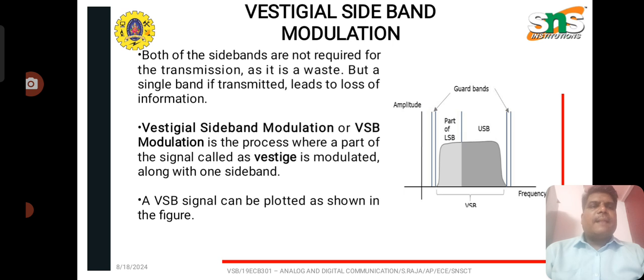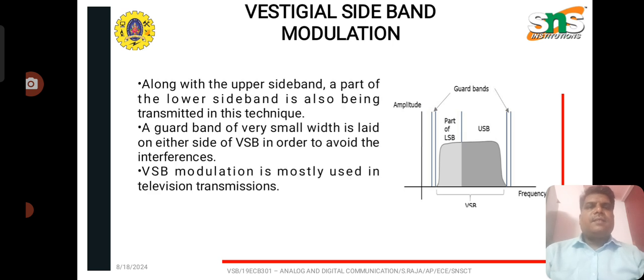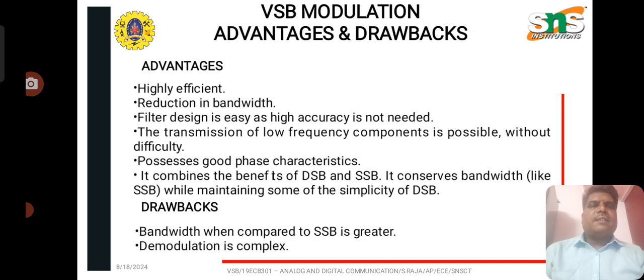If you see the figure, the x-axis shows the frequency and the y-axis shows the amplitude. The upper sideband is shown on the right-hand side, and a part of the lower sideband is also added with this upper sideband. In order to avoid interference, a guard band is attached at the end of the upper sideband. Along with the upper sideband, a part of the lower sideband is also transmitted in this technique. A guard band of very small width is laid on each side of the VSB in order to avoid interference. VSB modulation is mostly used in television transmissions.